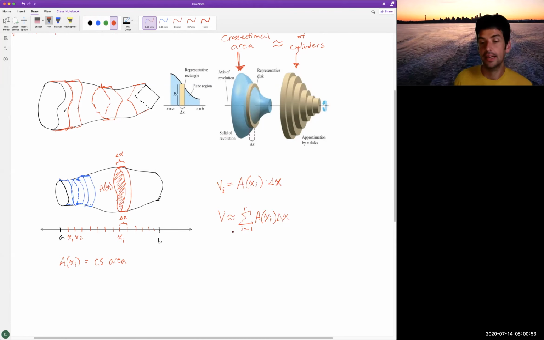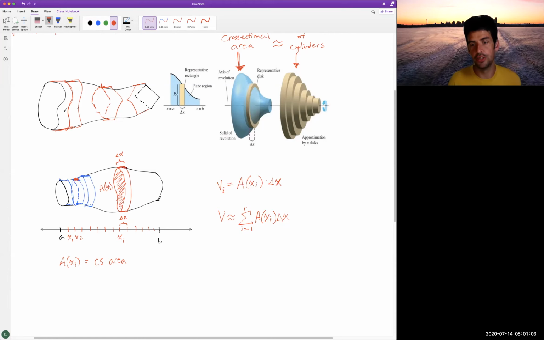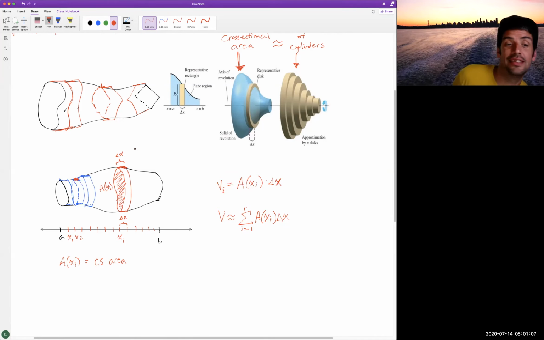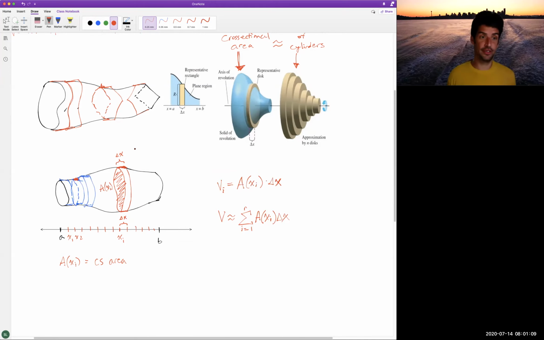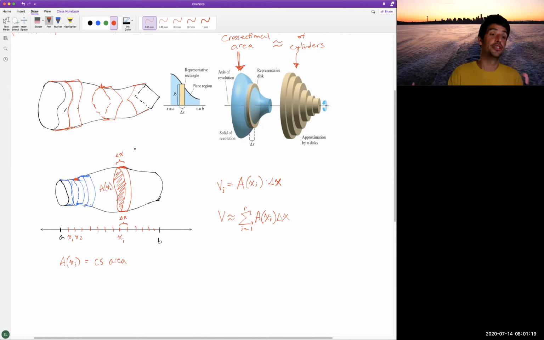Now, you can see there's problems, right? If you look closely at this drawing, there's a little gap in there. My original is getting a little overestimation. And the way we can fix this is the same way we fix it in integrals. Make our intervals smaller, right? You make them smaller, you get a better approximation.